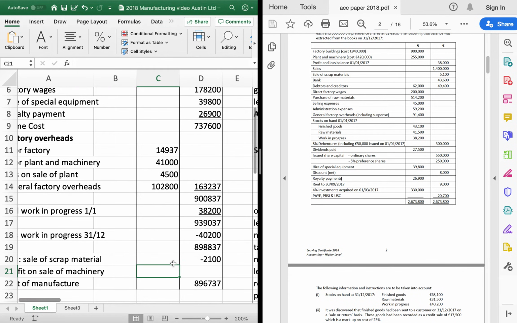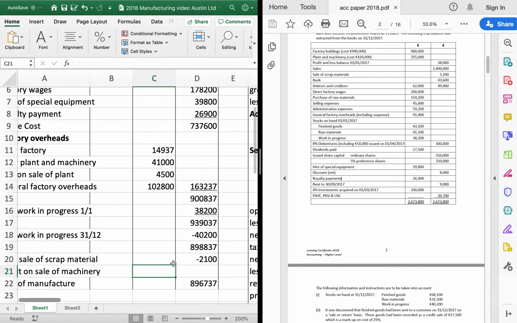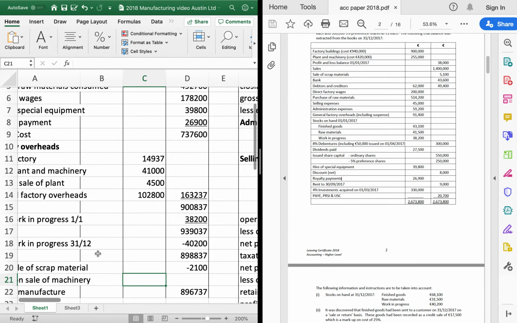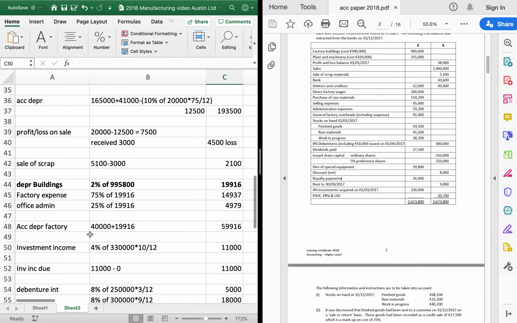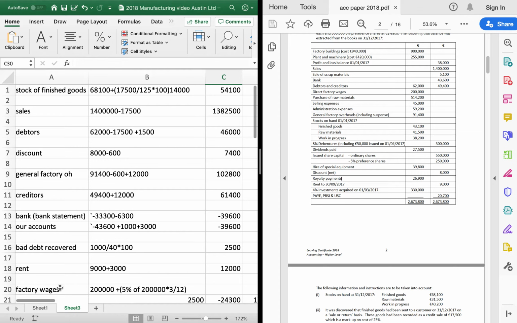So the second part then is your trading profit and loss account. This should be a little bit shorter because that's all one big working. So you've got our sales. Now sales had changed. 1,382,500.